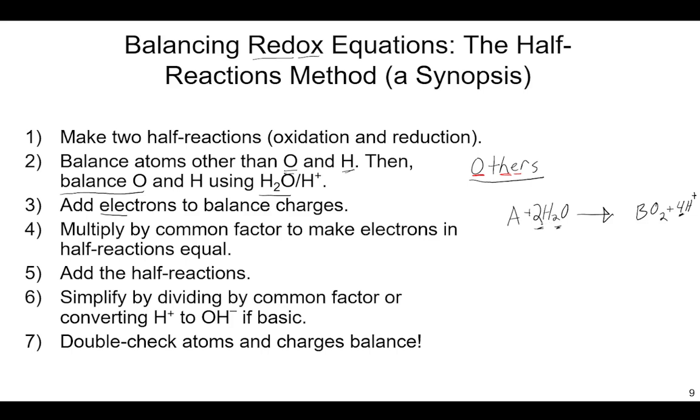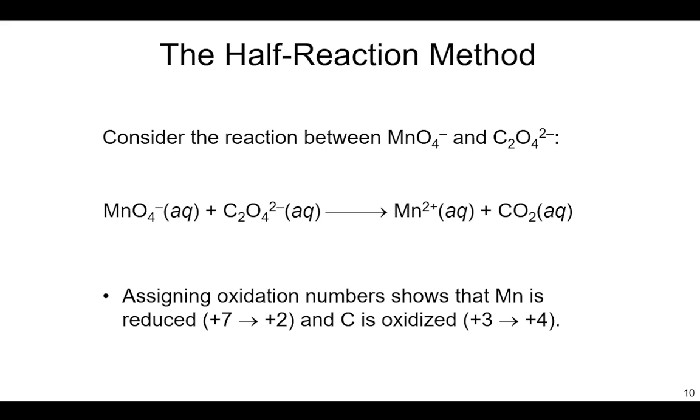Okay, so let's put this into practice. Concentrate first on breaking the overall reaction into two half reactions, balancing the other elements, then oxygens, then hydrogens, then electrons, like we'll see in a second. And then we'll worry about smashing those two half reactions back together and make sure everything works out. So let's look at this example where we're going to employ these 7 steps.